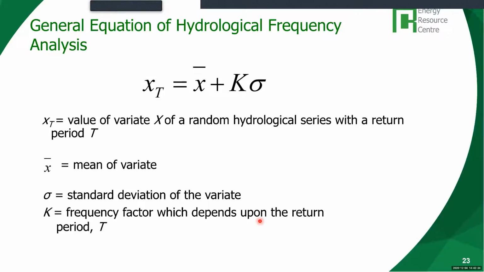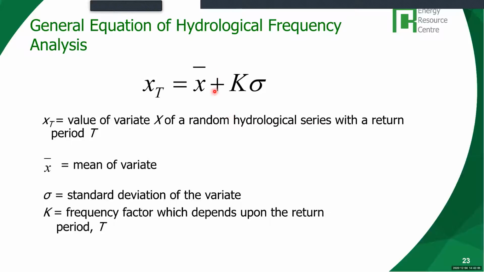Basically, the general equation we use, which I also presented in the previous lecture, is for when you want to find out what flood discharge happens once in 100 years. Let's say T is 100 years. We want to know the discharge that happens once in 100 years. We use this general equation.